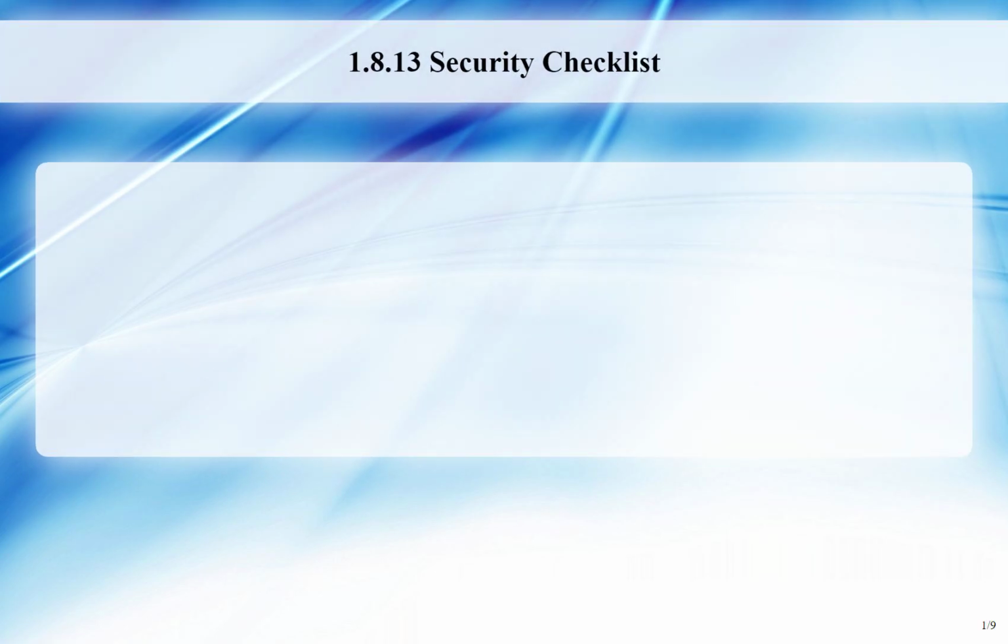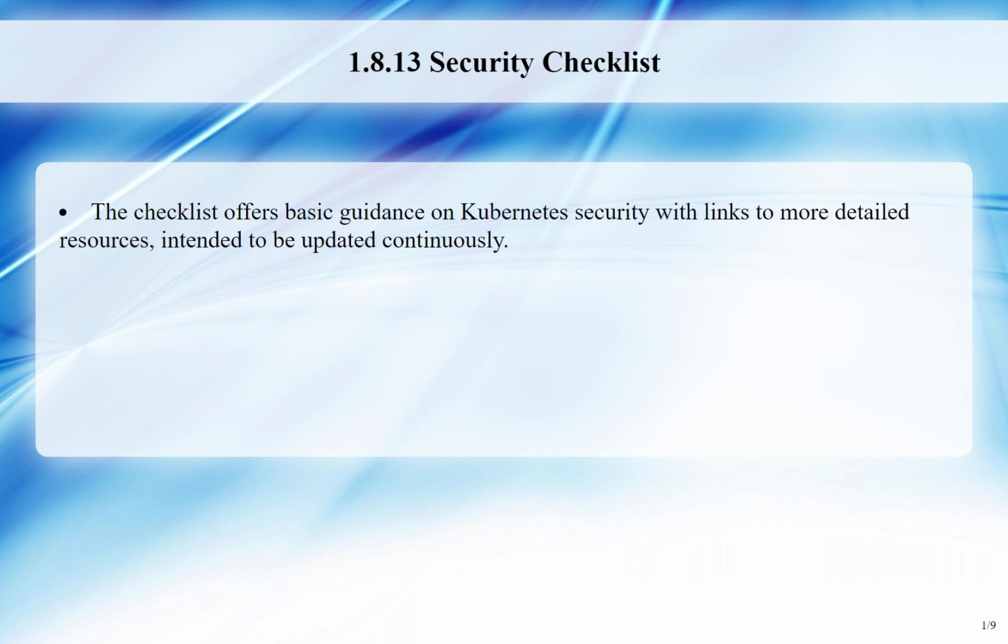Chapter 1.8.13 Security Checklist. This checklist provides basic guidance with links to more comprehensive documentation on various topics related to Kubernetes security. It is not exhaustive and is meant to evolve over time.